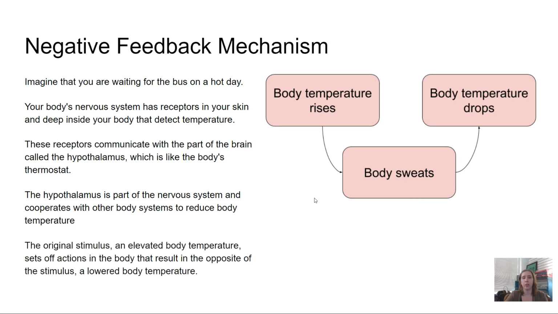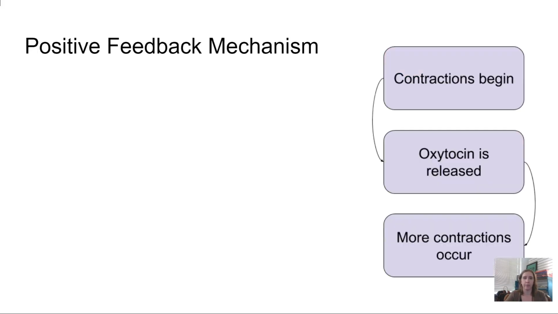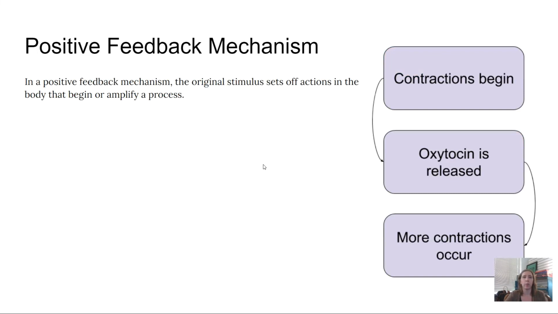The original stimulus, an elevated body temperature, sets off actions in the body that result in the opposite of the stimulus, a lowered body temperature. Negative feedback is when the stimulus sets off actions that are the opposite. Okay, so a positive feedback mechanism, for example, would be when the stimulus sets off actions in the body that begin or amplify a process.